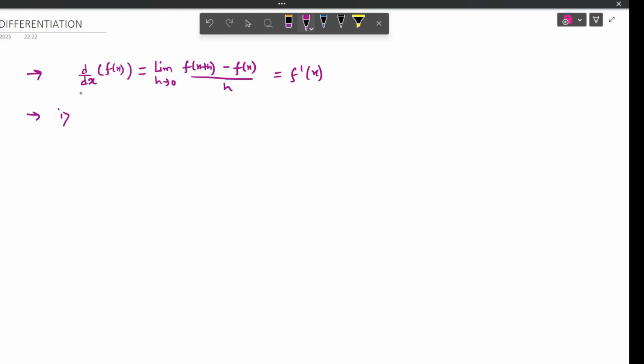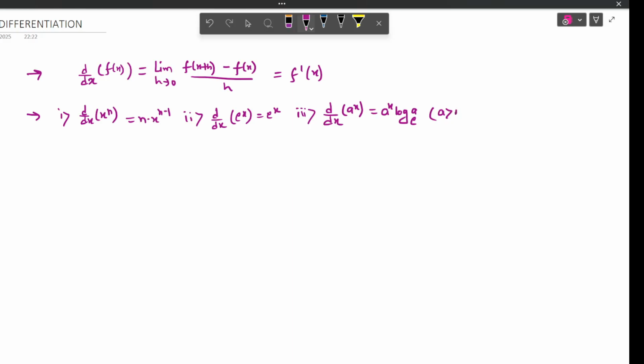Number 1, d dx of x to the power n is n into x to the power n minus 1. Number 2, d dx of e to the power x is e to the power x. Number 3, d dx of a to the power x is a to the power x log of a base e, where we know that a should be greater than 0.